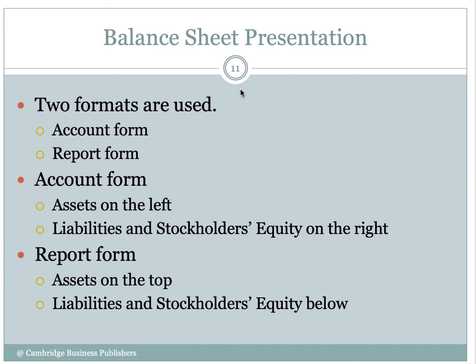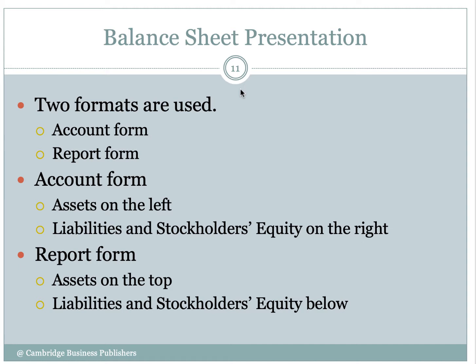Okay. So when we're looking at the balance sheet, and we have to figure out how we're going to put this thing together, we're looking at the presentation of the balance sheet. We have two formats we can use: account form and report form. We're going to use the report form, as we'll see in a second. The account form is left to right. Account form says we put all the assets on the left, and put the liabilities and the stockholders' equity on the right. That's the account form classification of the balance sheet.